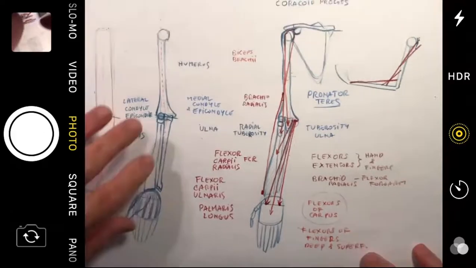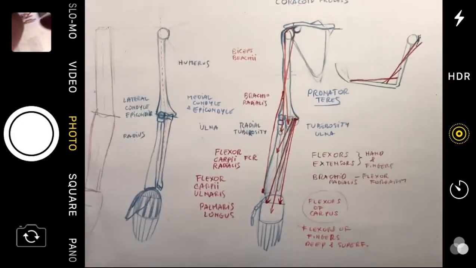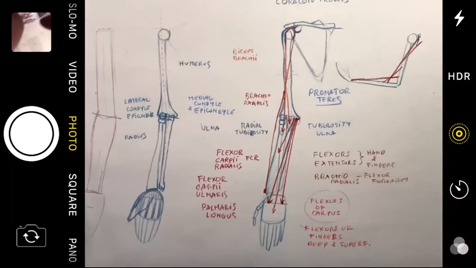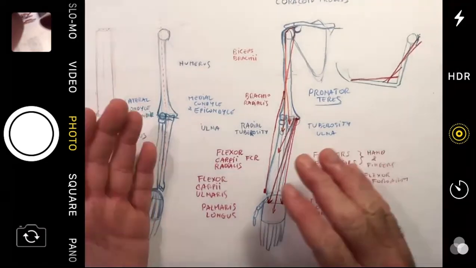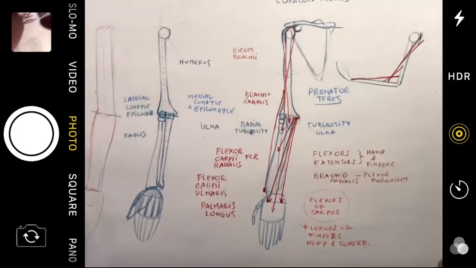And we'll see how the forms of the forearm change as we go from supination to pronation, right? And then we're going to look at the hand a little bit later on.